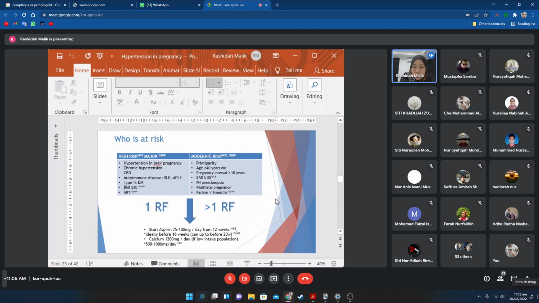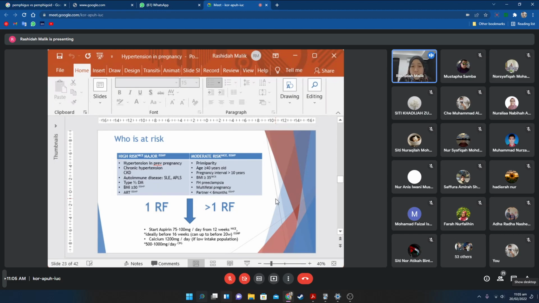So basically, you would want to start the patient on aspirin, 75 to 100 milligram. Ideally from very early pregnancy, from 12 weeks, but ISSHP said it can be even before 16 weeks. And even if you miss the chance to give it before 16 weeks, if you catch the mother before 20 weeks with this risk factor, you still can provide a bit of protection from preeclampsia by starting the aspirin.